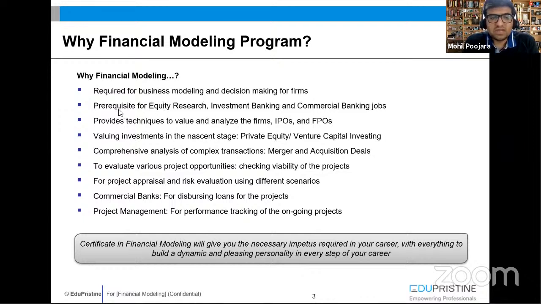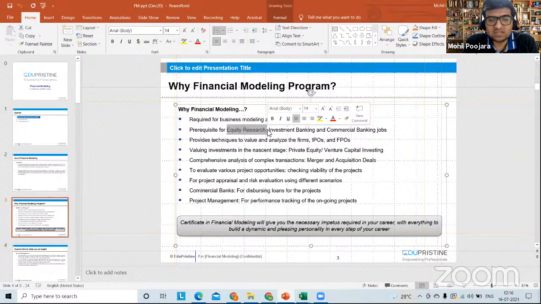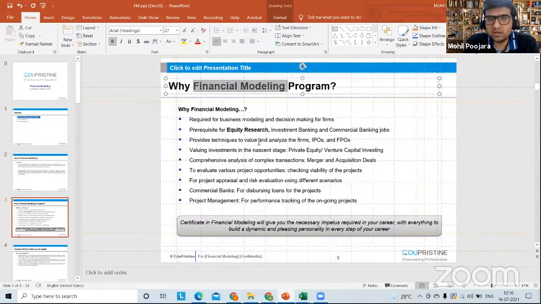It is a prerequisite, and this is where things get interesting for you guys. It is a prerequisite for the equity research industry. This is the first career option that opens up once someone has the financial modeling skill set. Financial modeling is a very important and very essential skill set for the equity research industry. What do I mean by equity research industry? Let me show you some examples.